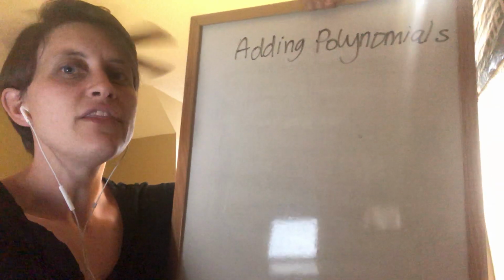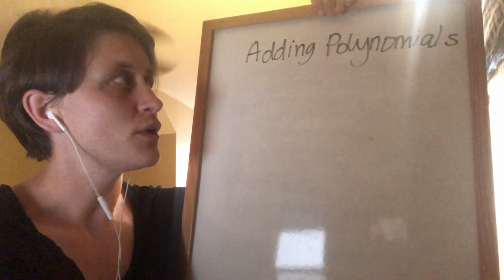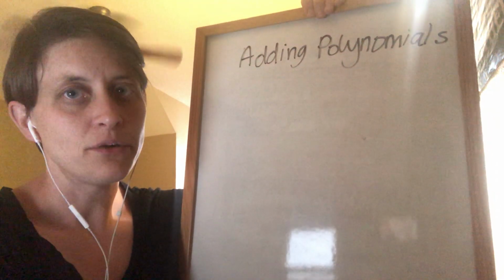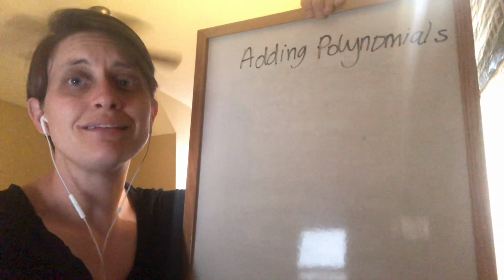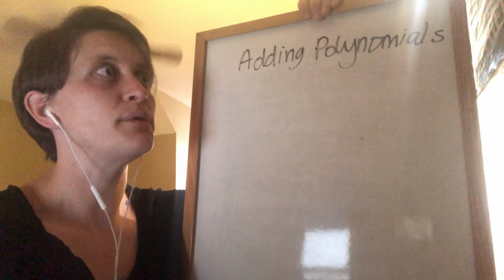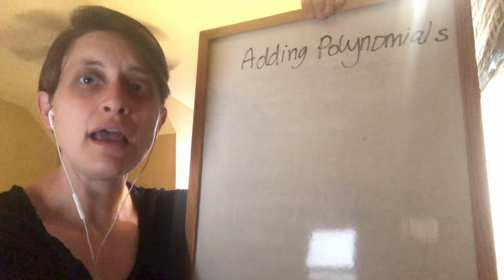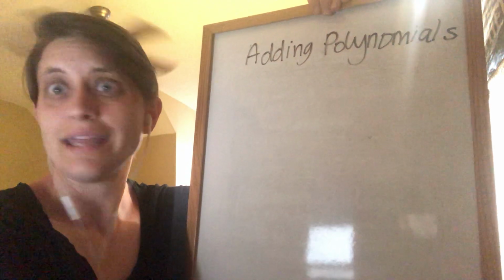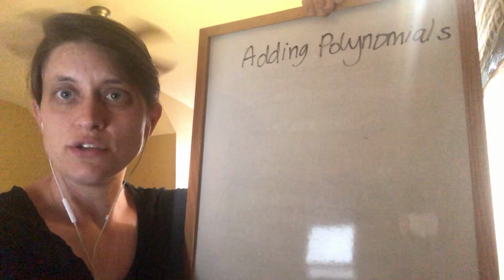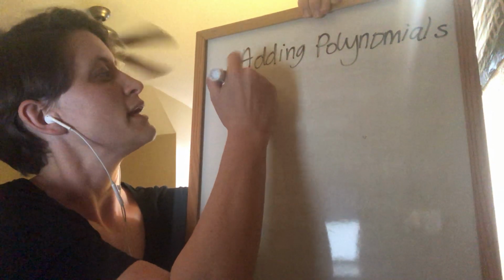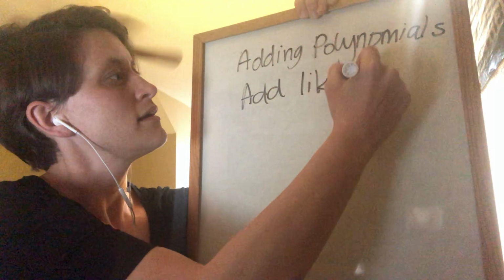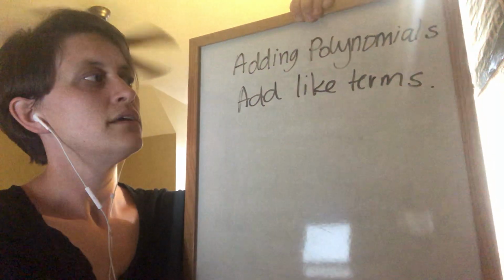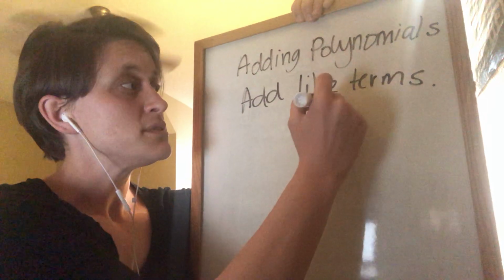All right, now even though polynomial is a new word for us, we've already added polynomials before. We added them way back at the beginning of the semester when we first learned about like terms, whenever we were looking at both sides of an equation or an inequality and trying to simplify them. We added like terms. That's all we do for adding polynomials. So we're going to add like terms.